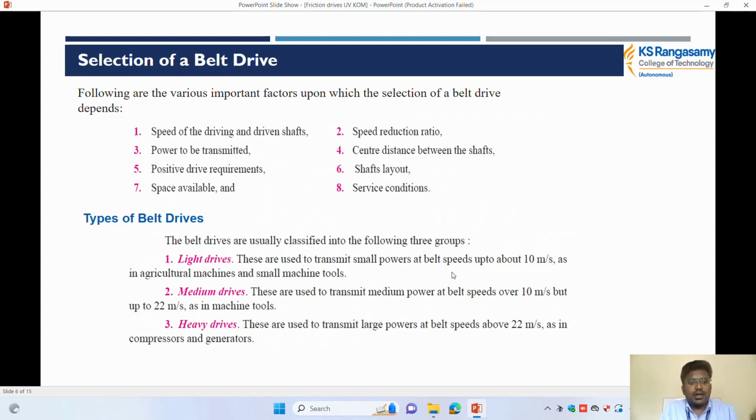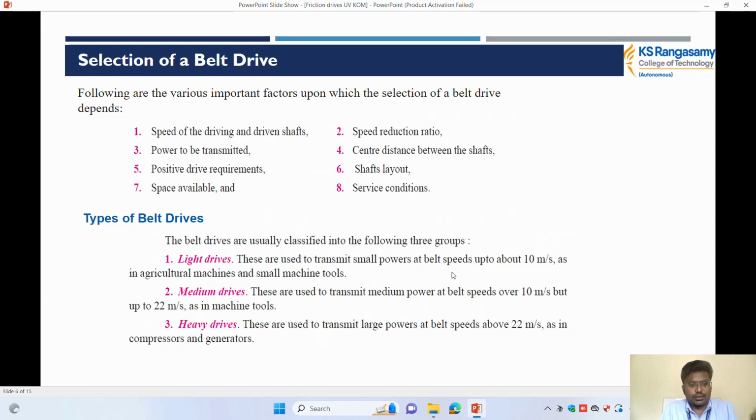The types of belt drives fall into three categories: light drives, medium drives, and heavy drives. It is based on the speed. First one is the light drive. These are used to transmit small power at belt speeds up to about 10 meters per second, as in agriculture machines and smaller machine tools.